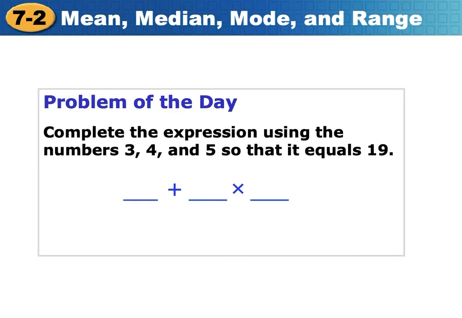Let's go to complete the expression using 3 and 4 so that it equals 19. Right, you can play around with 4, 3, 4, and 5 so that you get 19. The best thing is to say 5 times 3, you get 15. Then you add 4, you get 19.